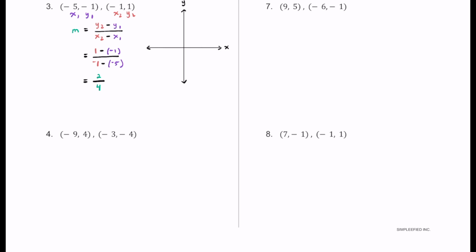2 over 4, that's just going to simplify to 1/2. So we can say this is going to be 1 over 2. That's the ratio, or the slope. And so we know m, or the slope for this linear equation, is going to be +1/2.